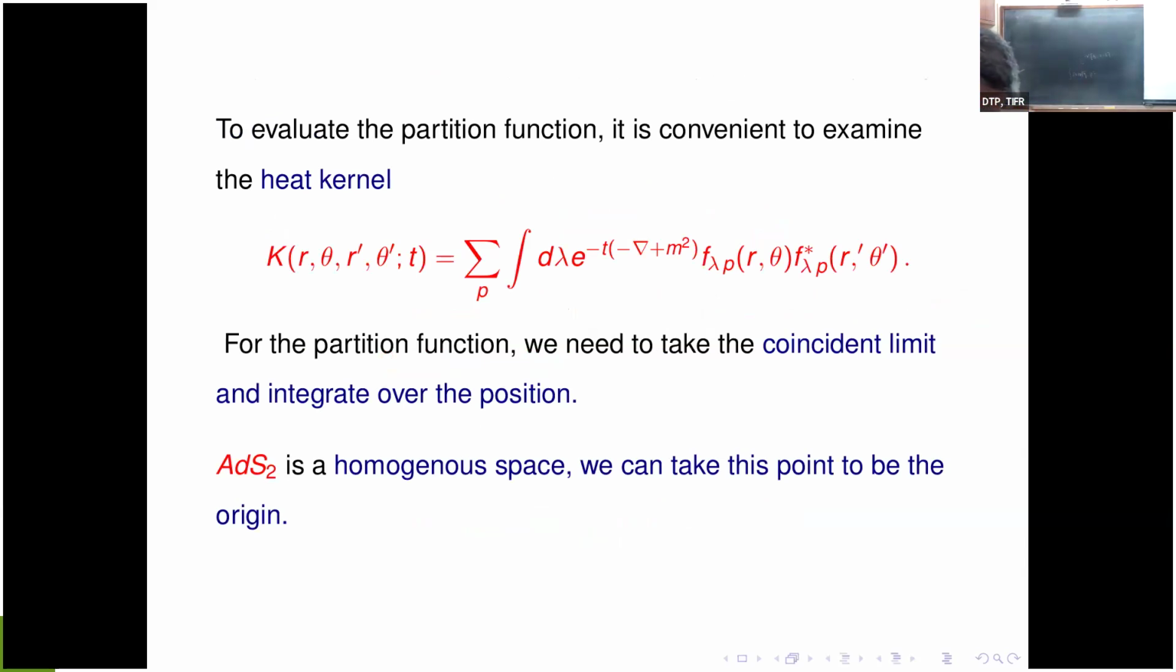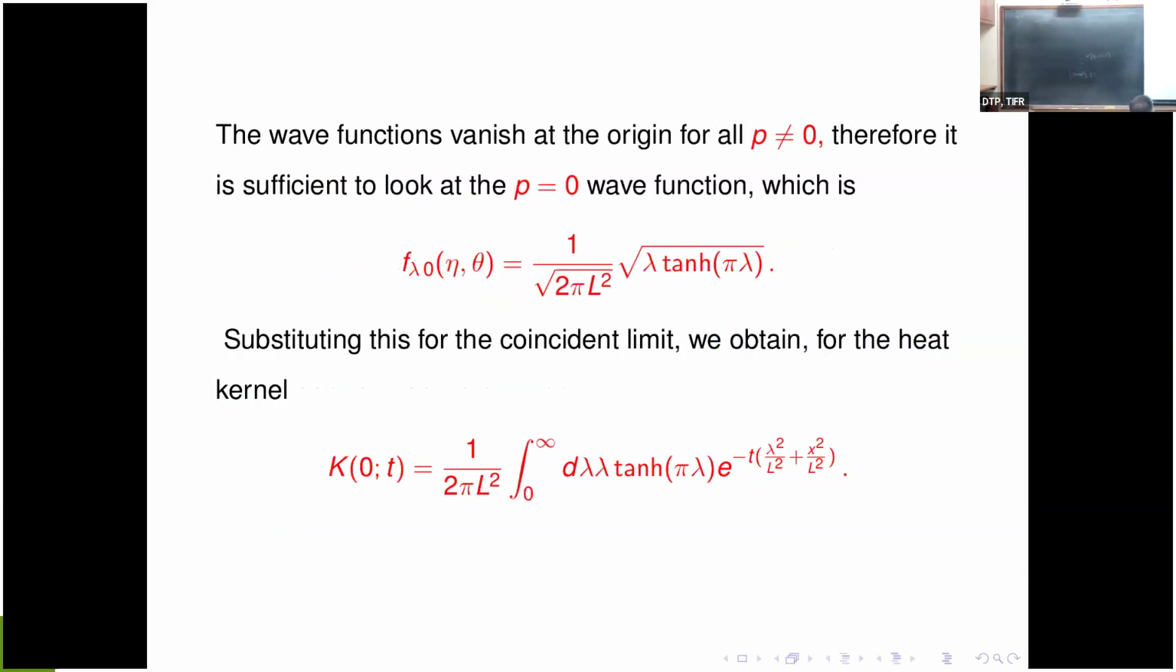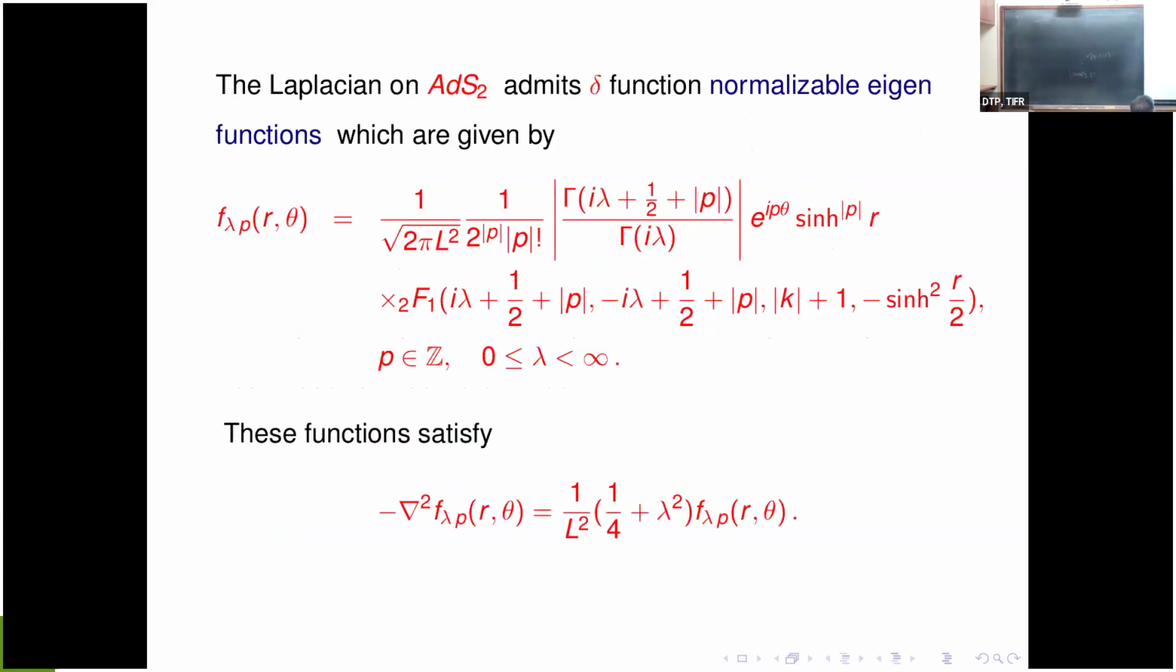This is at two different points. And then you sum up, you fold these wave functions at two different points, and you fold the eigenvalues here and perform this integral. For the partition function, we need to take the coincident limit because it's a trace. So we need to take the coincident limit and integrate over the position. Since AdS2 is a homogeneous space, we take this point to be the origin. If you look at the origin, all the wave functions vanish except p equal to 0.